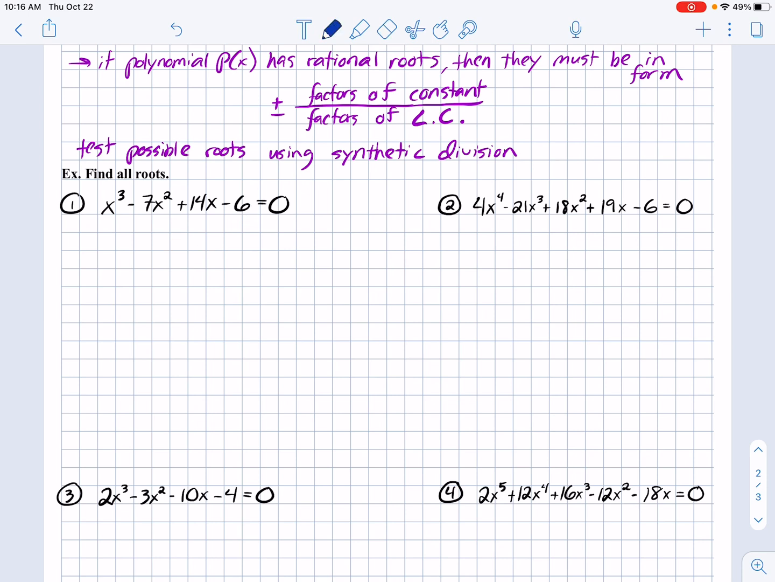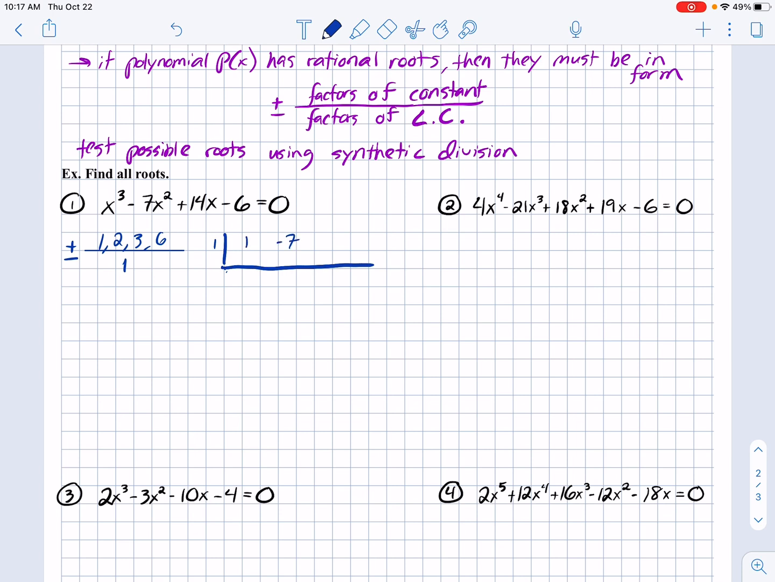We want to test all of the factors of the constant, and the constant here is 6, over the leading coefficient, which is 1. Great, so all your factors of 6 are 1, 2, 3, and 6. And all the factors of your constant are just 1, so there's only one factor there. And we're going to test using synthetic. Let's start with the easiest number we could use here, which would be 1.